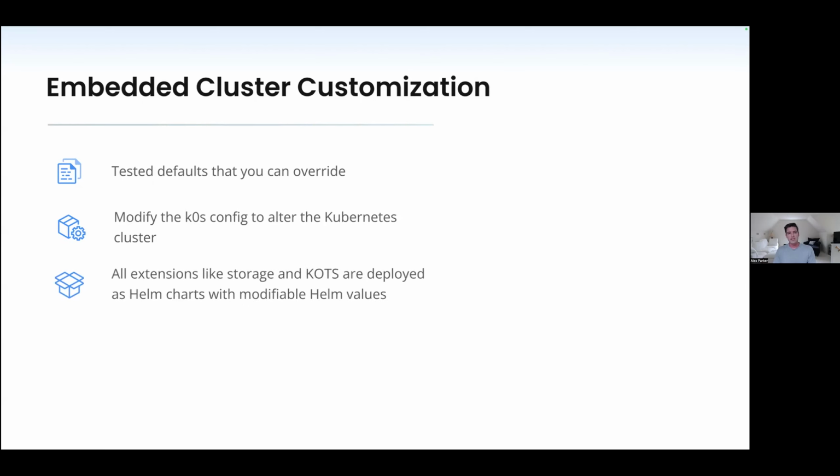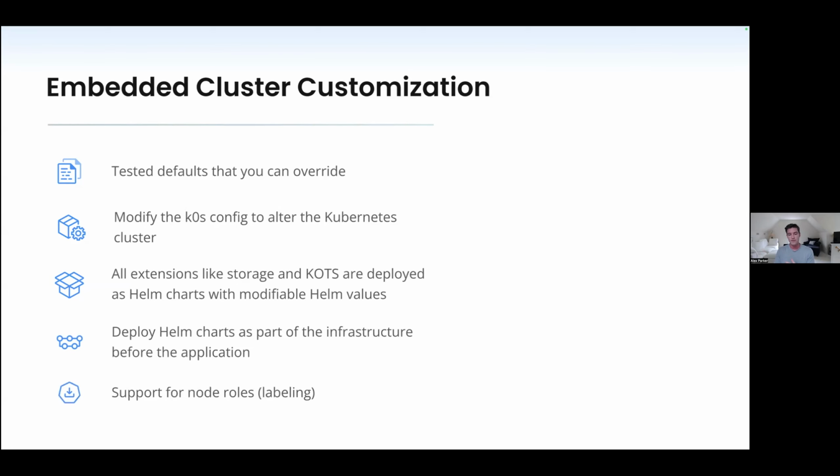All the extensions that are deployed as part of embedded cluster, whether it's storage or our KOTS admin console, all of those are deployed as Helm charts with modifiable Helm values so that you can tweak them again as you need for deploying your application. Plus, you can deploy your own Helm charts as part of the infrastructure before your application. So if you have that use case of needing Cert Manager or Istio or something like that deployed first, you can put those into the embedded cluster. They'll get deployed and be there before your application gets deployed.